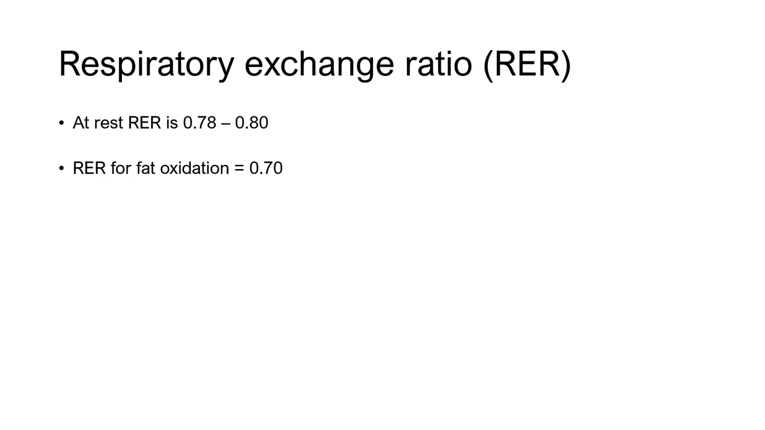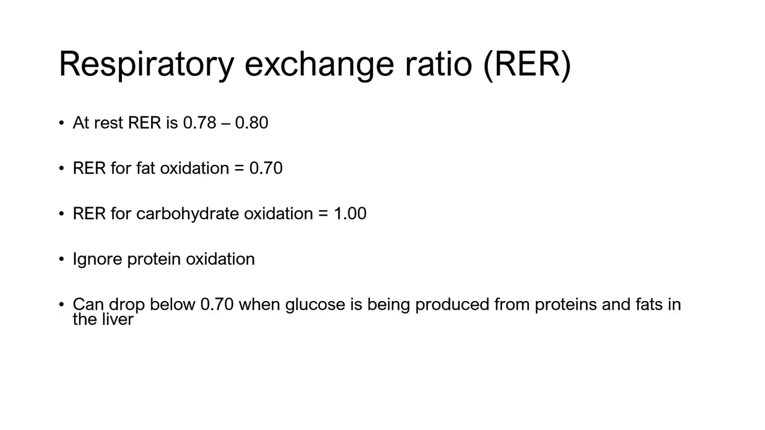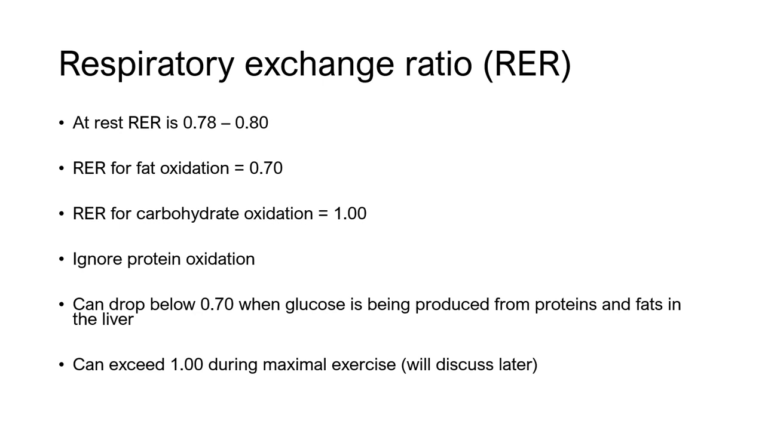At rest, RER is typically about 0.7 to 0.8, or 0.78 to 0.8. The RER for fat oxidation is 0.7, so if your RER is 0.7, that means you're relying solely on fats. If you're relying solely on carbs, your RER is 1.0. We don't really worry about breaking down protein, but it's in there. It's also important to know that this can drop below 0.7 if you're getting glucose from your liver, and it's also possible to exceed 1.00. But again, we'll get into that later.